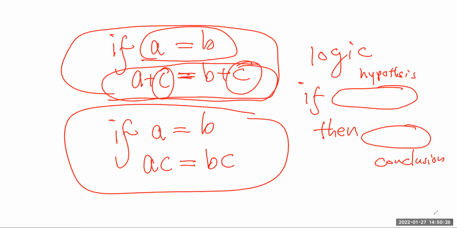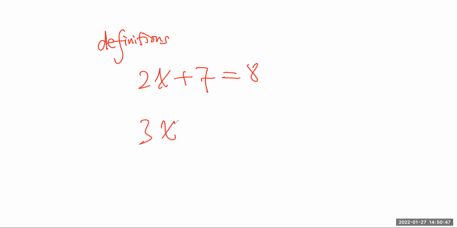Especially when we're dealing with the linear equation, for example. Now we can ask, what is a linear equation? We have to give a definition. First we see some examples: 2x plus 7 is equal to 8, and 3x minus 5 is equal to 9. They are all linear equations, right? So we give a definition.